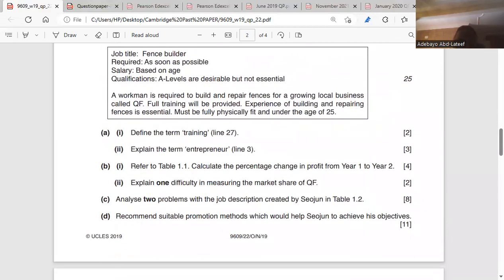Explain one difficulty in measuring the market share of QF. So when you have to measure the market share of QF, that's question 2, right? Yeah. What's the formula for market share? The market share is the brand sales of QF divided by the total market sales multiplied by 100. But here we're talking about the difficulty that QF could face in measuring the market share.